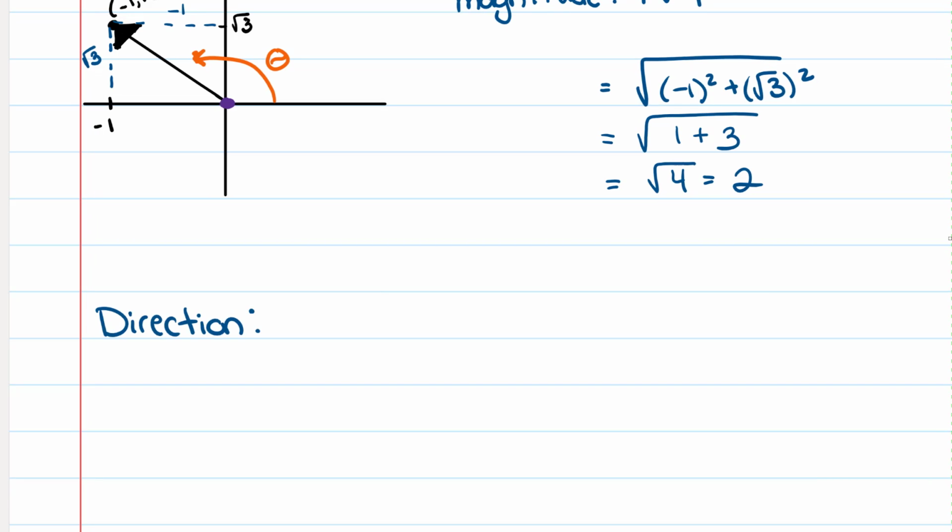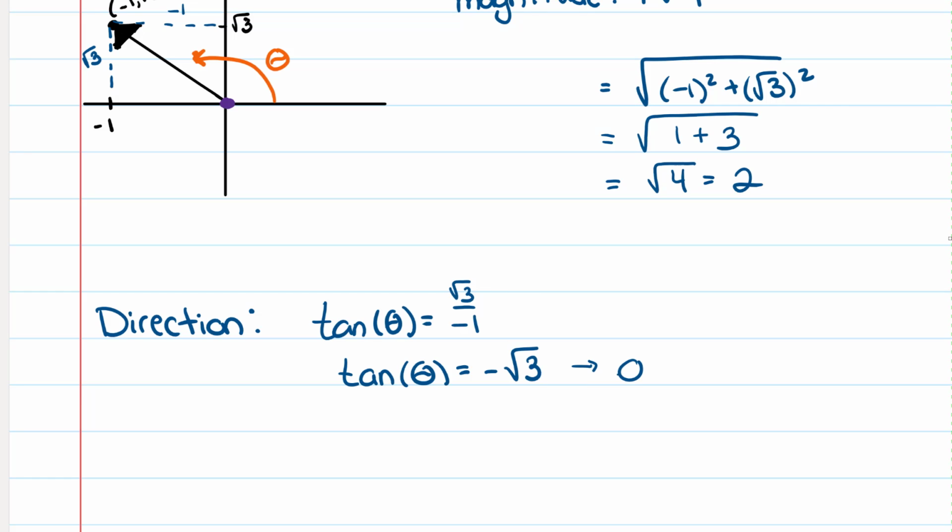To find the direction, if we have the x and y components, we can use tangent, because tangent of theta is equal to y over x, so it's going to be radical 3 over -1. So we need to figure out where tangent of theta equals negative radical 3. And if we use that, we know that theta is equal to negative pi over 3.